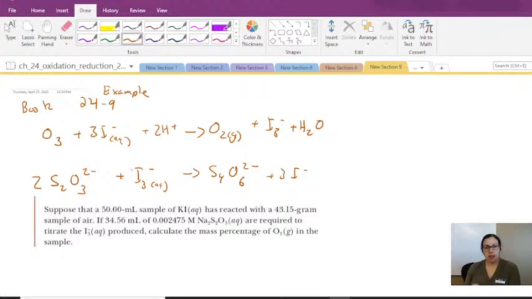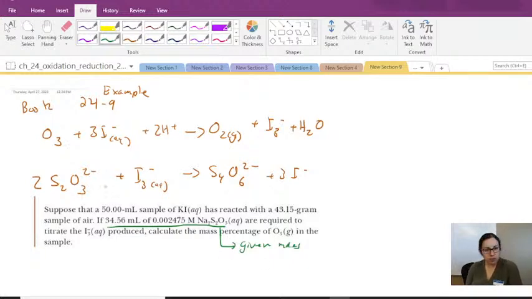We don't really need to add them. We just see kind of what we need. And so we're given at least the molar amount of our thiosulfate, right? We could calculate that. We're given milliliters, we're given molarity. So we can easily find moles. I'm going to say we're essentially given moles here. But what we want to figure out is the mass percentage of ozone.